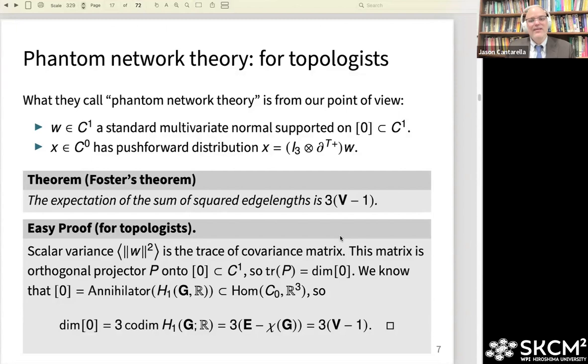But what's neat about this is that from a topological point of view, you might just do this accidentally. This is something that the statement about Euler characteristic would be very obvious to you, where it might otherwise be overlooked.